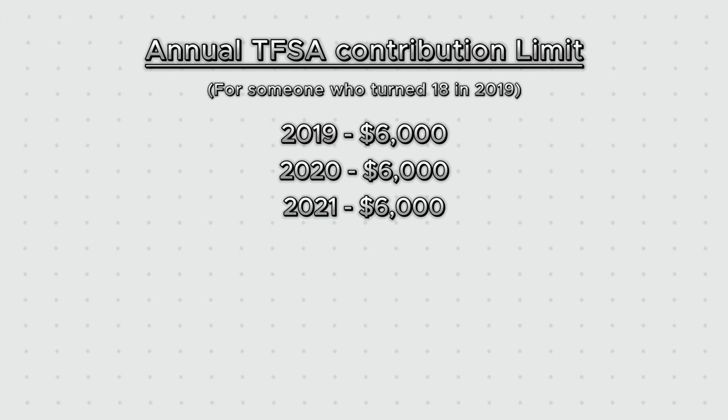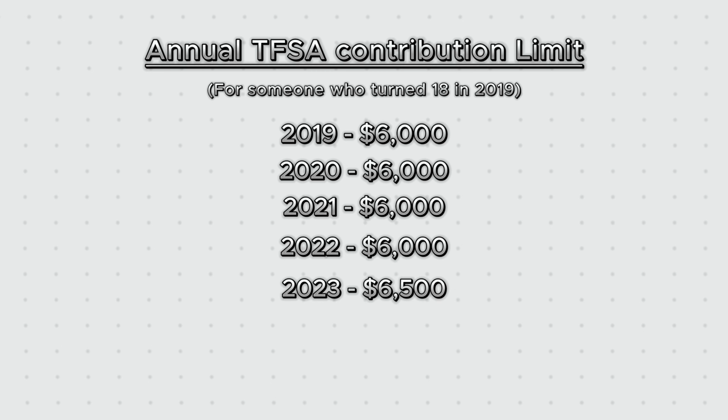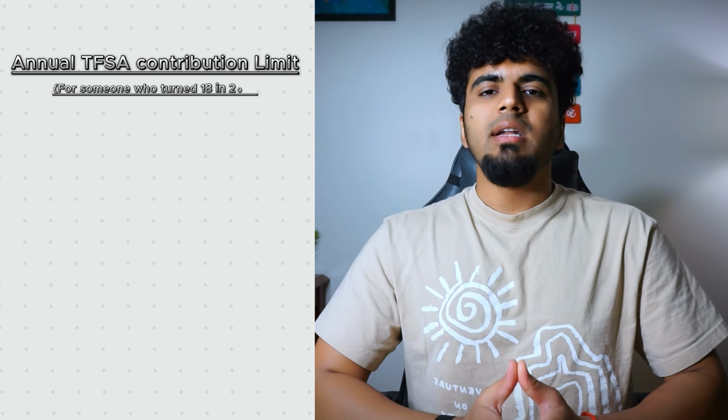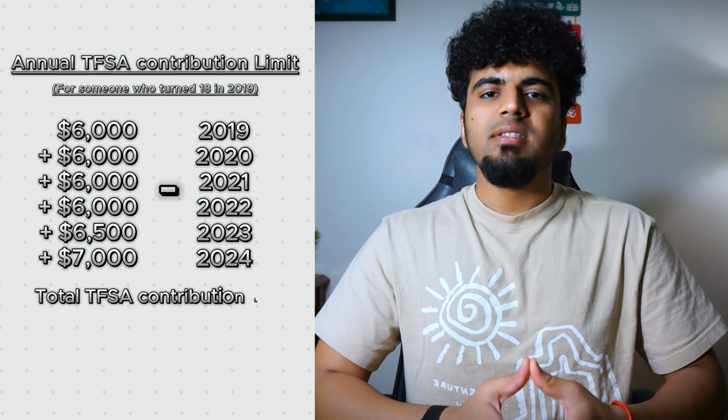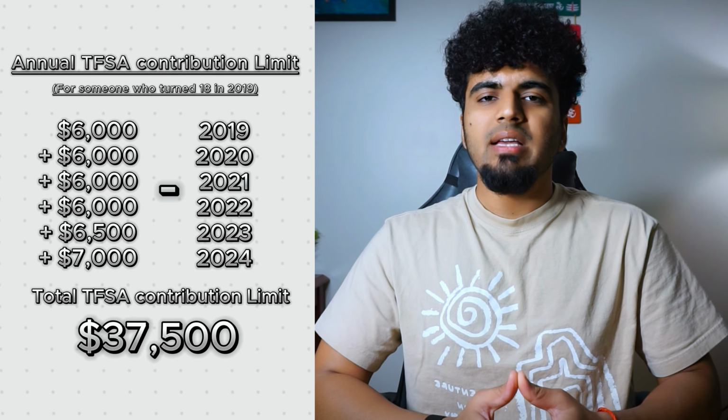From 2019 to 2022, the annual contribution limit was $6,000 every year. In 2023, it was increased to $6,500, and in 2024, it was increased by another $500, so the limit is $7,000 for 2024. So if you turned 18 in 2019, your total TFSA contribution limit by 2024 is $37,500. And if you have never contributed before to your TFSA, you can deposit all of it in a single year. But if you're contributing and maxing it out every year, then after you reach your yearly limit, you'll have to wait for the next year for the contribution room.